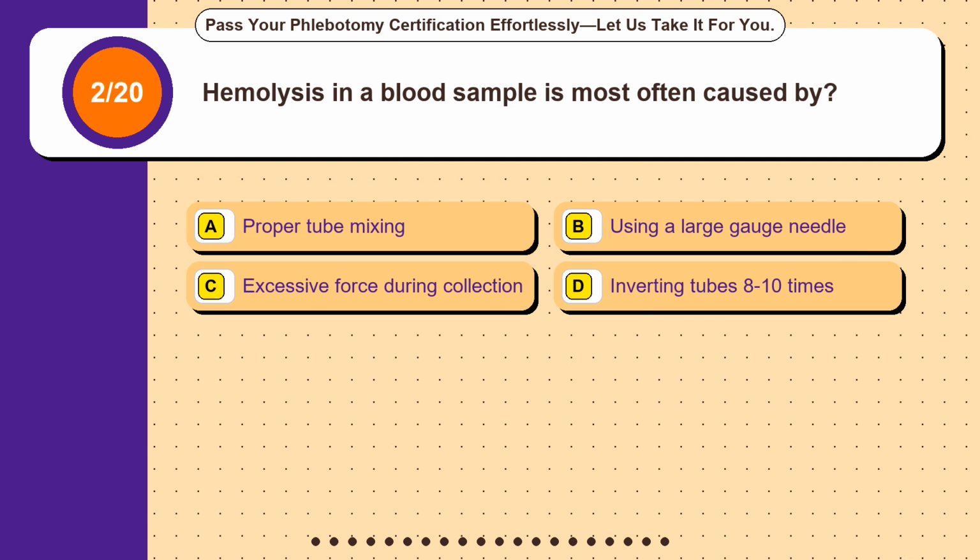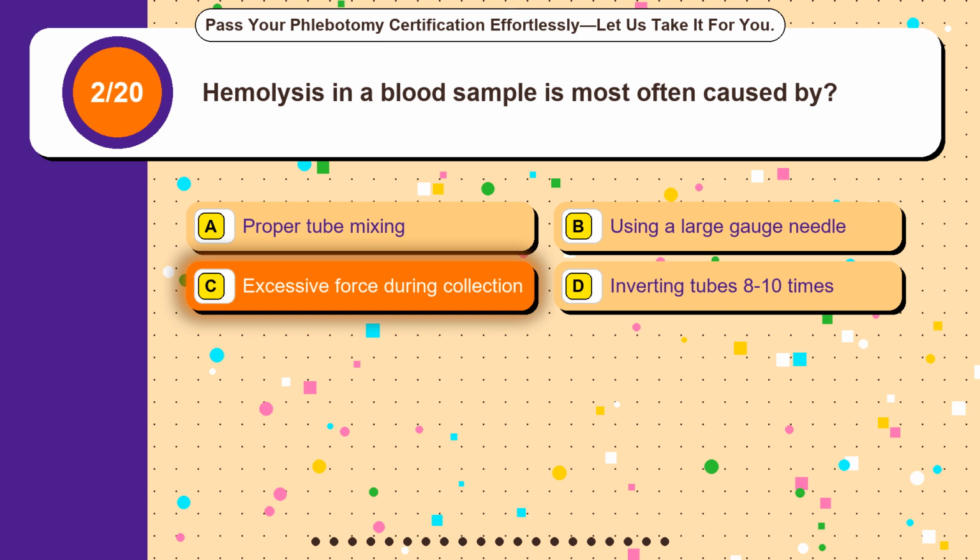Question 2. Hemolysis in a blood sample is most often caused by option A, proper tube mixing. Option B, using a large gauge needle. Option C, excessive force during collection. Option D, inverting tubes 8 to 10 times. The correct answer is option C, excessive force during collection.